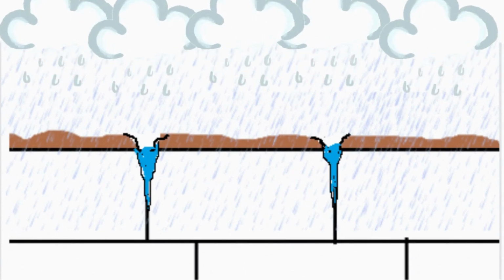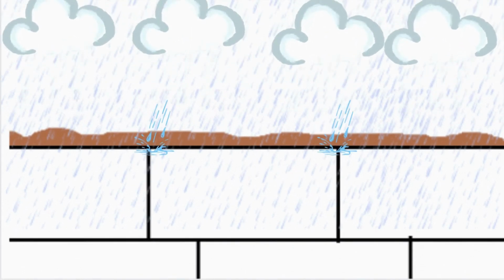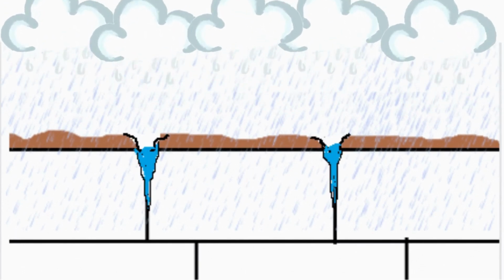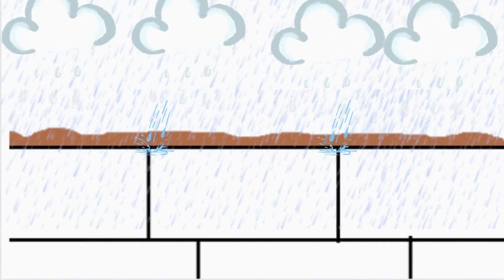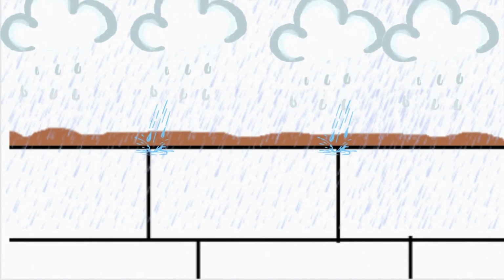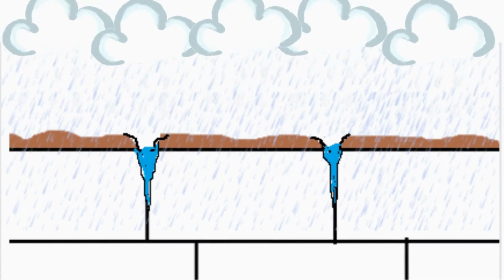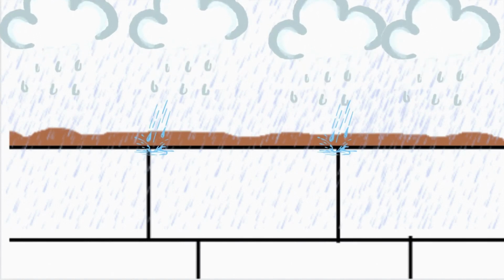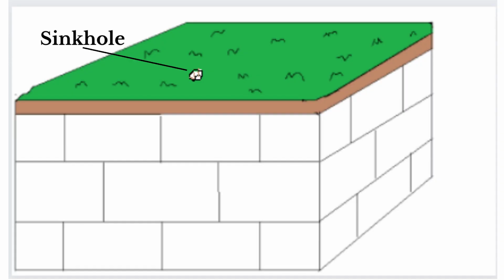As it rains over limestone surfaces, water will take the easiest route to infiltrate and then percolate into the ground. This is usually along the joints. In the process, the joints are widened to form depressions.